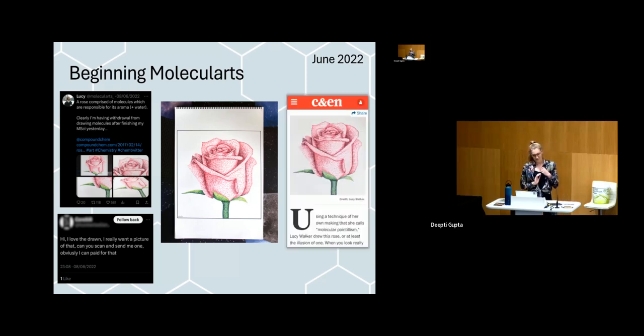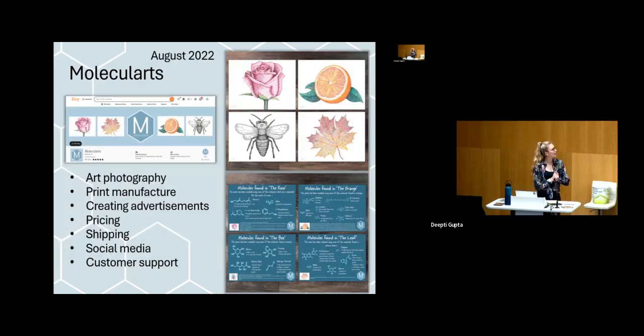And then I got picked up by this science magazine, and they wrote an article for their website about my art. And this also attracted more attention to my art, and more people were asking me to sell it. And I was like, wow, this is crazy. So I decided to do something about it. Luckily, at this point, I had just finished my master's degree, so I had a lot of free time.